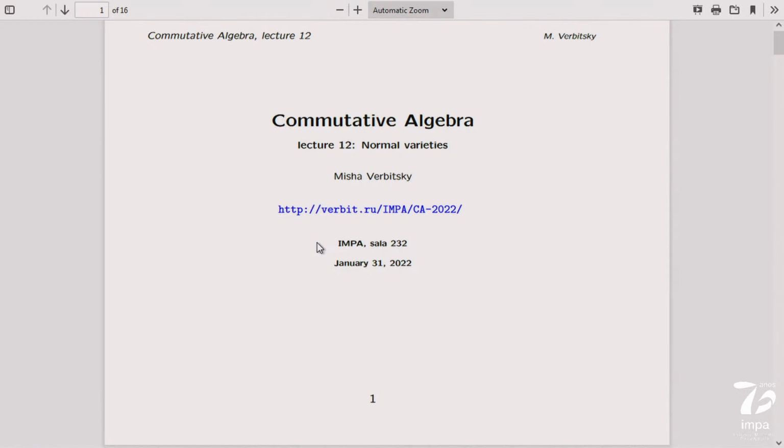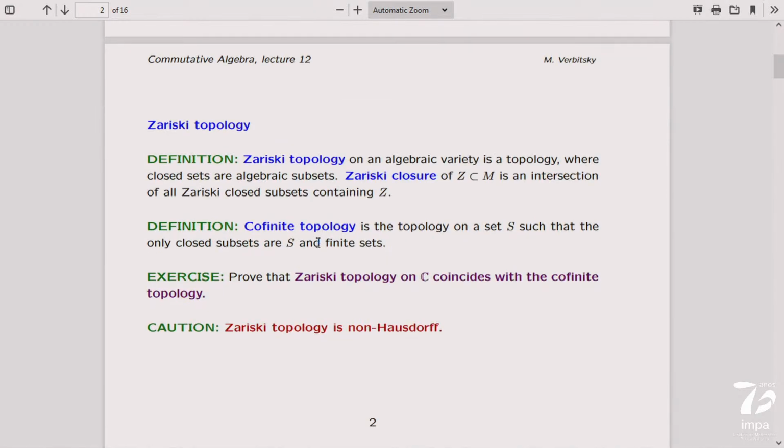Today we'll speak about normal varieties. It's part of, so I would do mostly the geometrical part of the picture because otherwise it's hard to motivate. So let me tell you the motivation and explain a bit about normality, and then I would continue with the lectures.